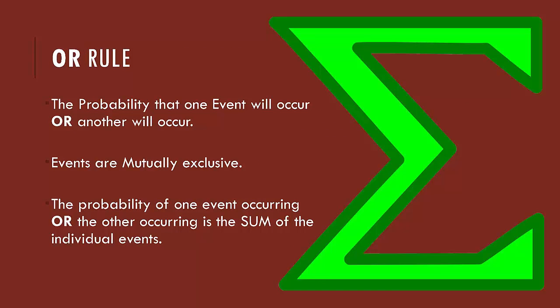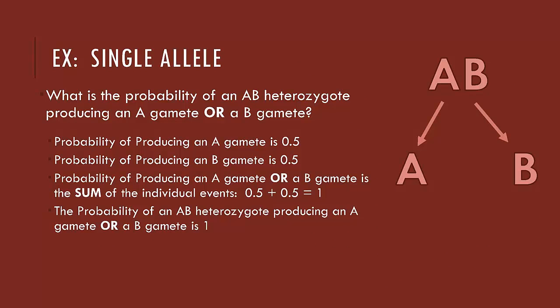So we have the OR rule, which is the probability that one event will occur or another will occur. Events are mutually exclusive, meaning that both events could not occur. The probability of one event or the other occurring is the sum of the individual events. So for example, looking at a single allele, what is the probability of an AB heterozygote producing an A gamete or a B gamete? So the probability of producing an A gamete is 0.5. The probability of producing a B gamete is 0.5. So the probability of producing an A gamete or a B gamete is the sum of the individual events. 0.5 plus 0.5 equals 1. So the probability of an AB heterozygote producing an A gamete or a B gamete is 1.